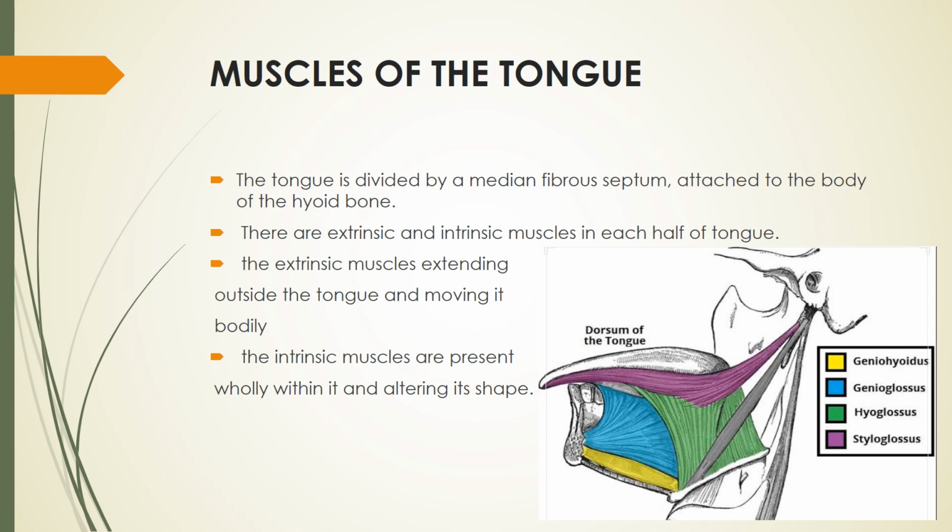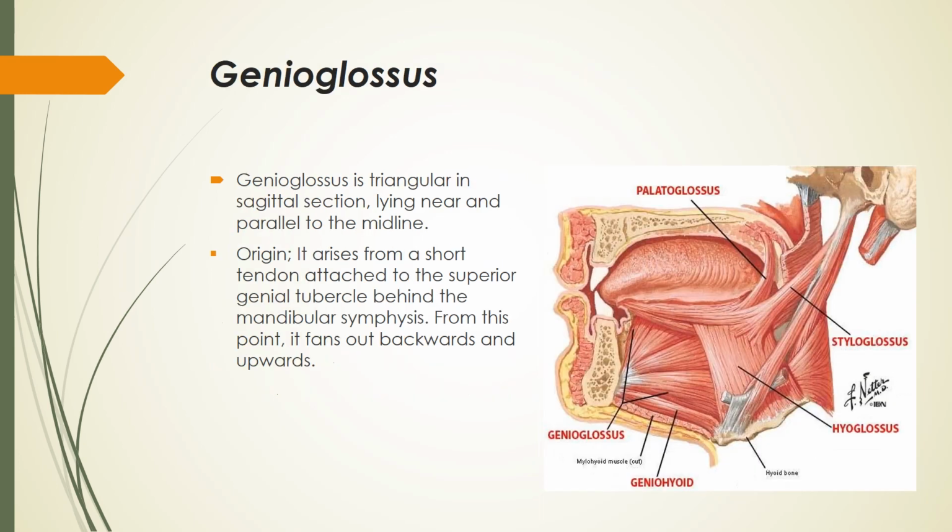The extrinsic muscles are genioglossus, hyoglossus, styloglossus, and one muscle, that is the palatoglossus muscle, which is common to both the soft palate and the muscles of the tongue. We will discuss the attachments and actions of each of the muscles individually.